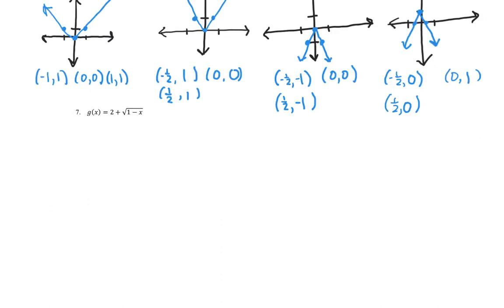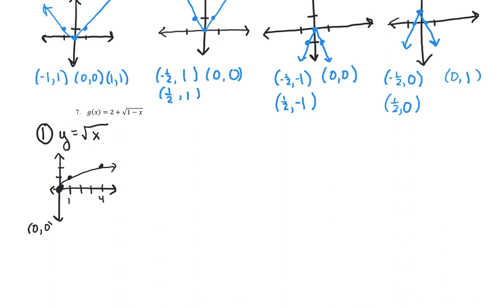Let's take a look at the second graph. We'll notice that we have a square root function. So we should start with our base function, the square root of x, which looks something like this. And we'll consider a few key points.